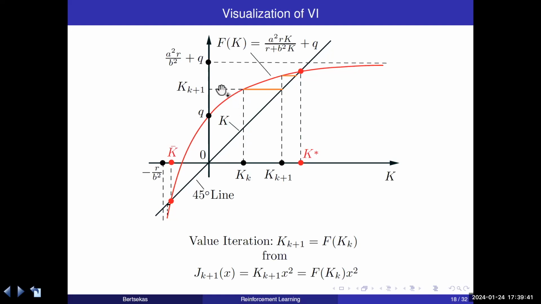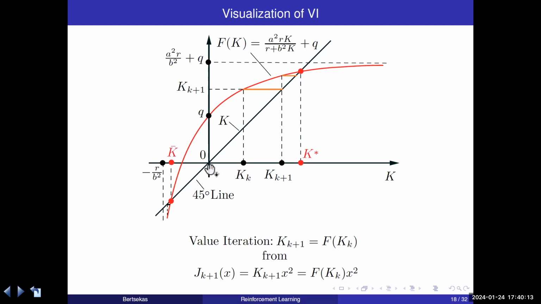Then we take this and we reflect it across the 45-degree line. Here's K_{k+1}. And then we take as K_{k+2} the value of the Riccati operator at this point, and so on. So value iteration in this graph here is interpreted as a staircase ascent towards the K star.